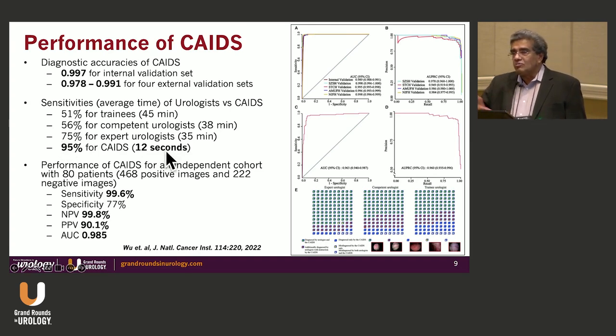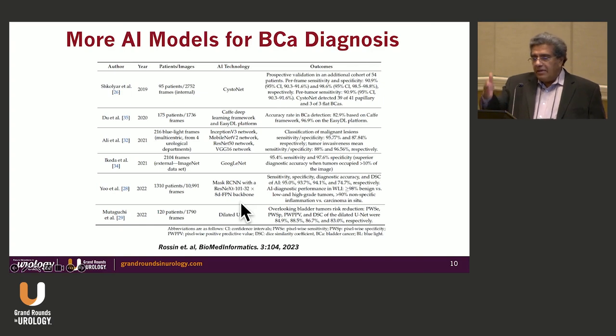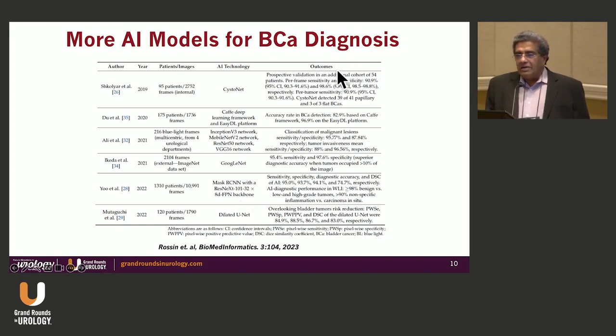So that's what you really wanted to achieve. The savings advantage comes from cost savings, from the time, and all those things. And here are the numbers, down here, for 468 positive images and 222 negative images. You can see the AI has very high sensitivity and negative predictive values, and the AUC is also off the scale here. And here are some comparisons of how they have done against the individual radiologists and the trainees.